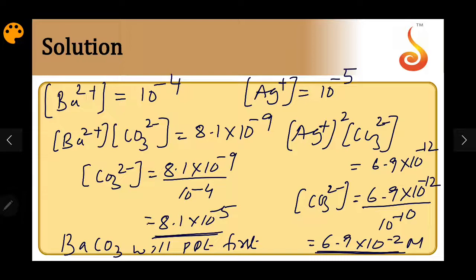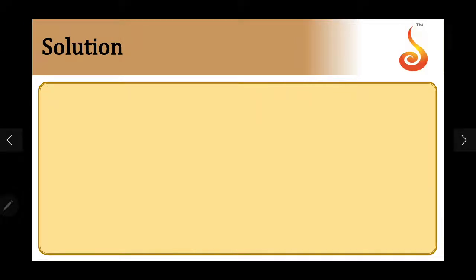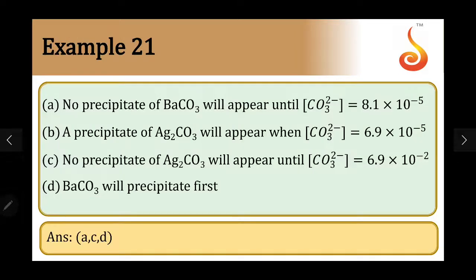So this is the concentration required. For barium it is 8.1 × 10 power minus 5. For silver carbonate it is 6.9 × 10 power minus 2. So we'll go to the options. No precipitate of barium carbonate appears until carbonate concentration is 8.1 × 10 power minus 5, which is a correct statement.